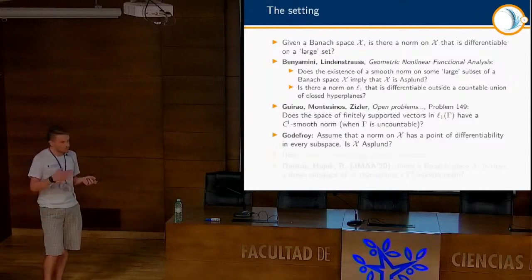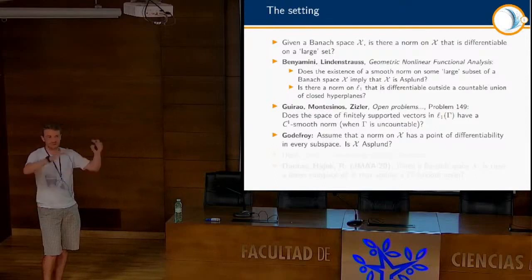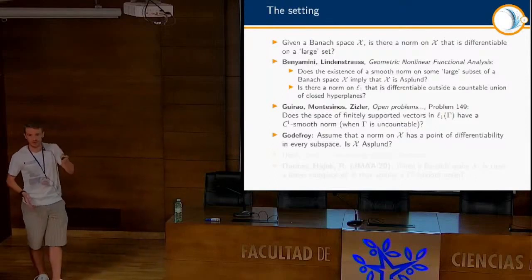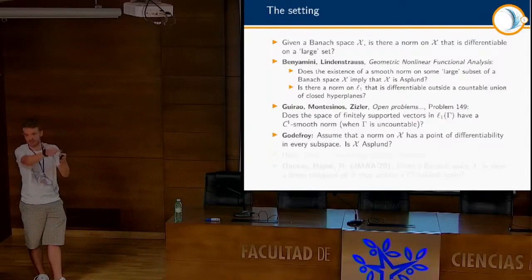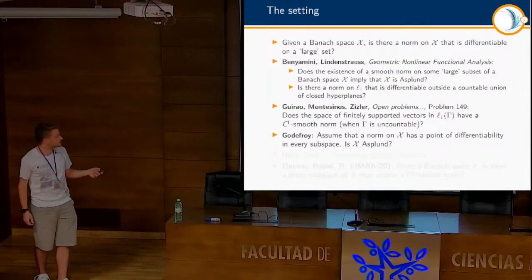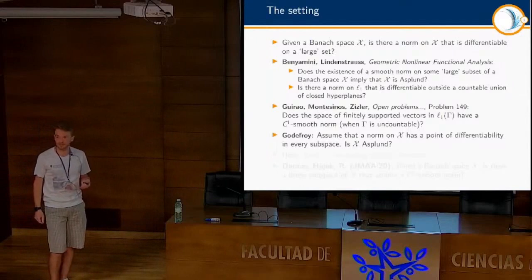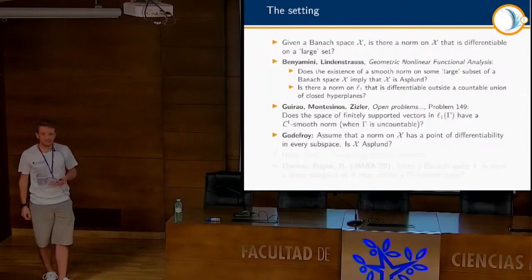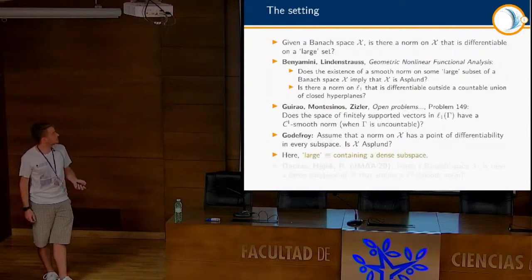If you have a norm which has a point of differentiability on every subspace, so you have your space, you cut with a subspace, and you have some point of differentiability there. Then you cut again, and you have some point somewhere else, and so on. Can you deduce that the space is Asplund? So somehow you have differentiability more or less in many points. Can you get something?